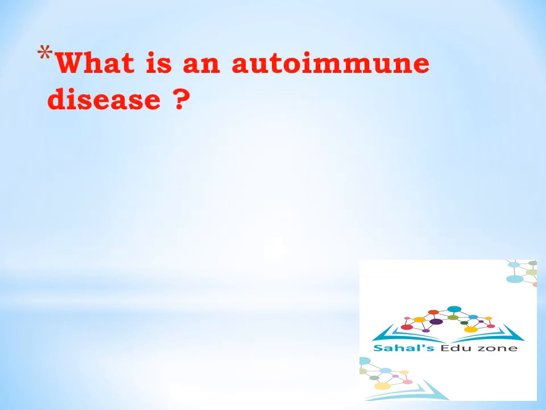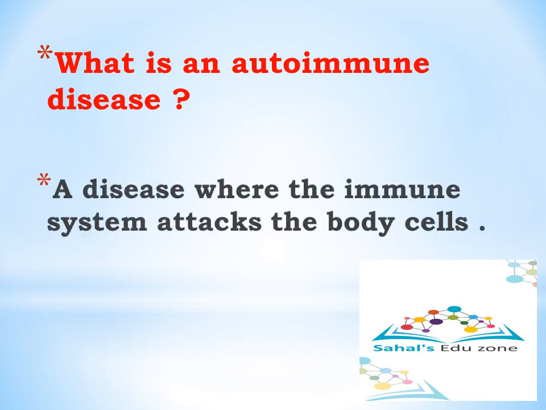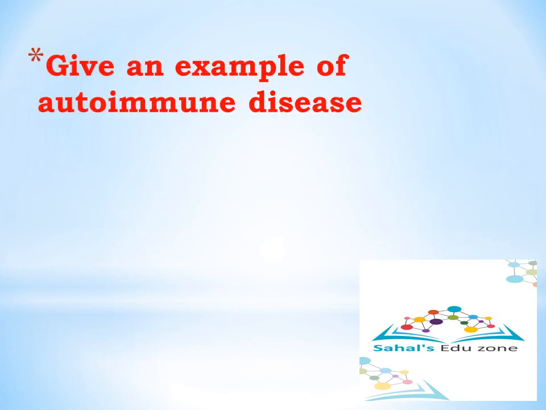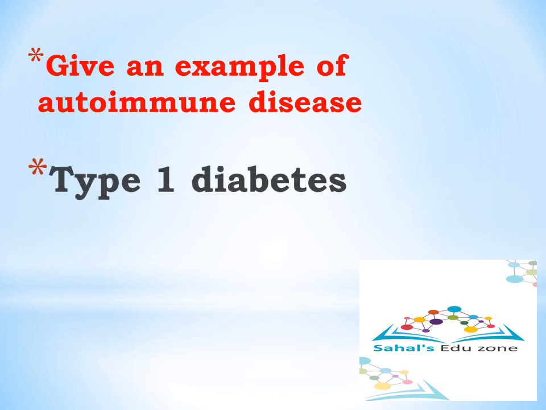What is an autoimmune disease? A disease where the immune system attacks the body cells. Give an example of autoimmune disease. Type 1 diabetes.